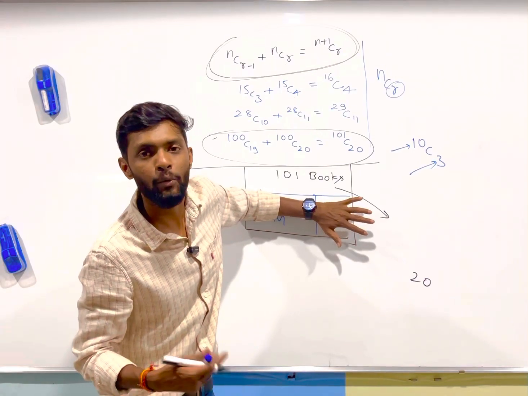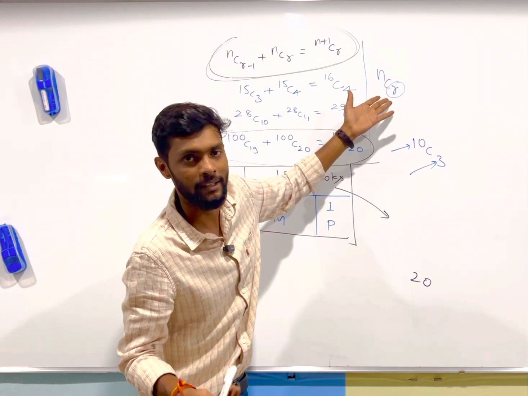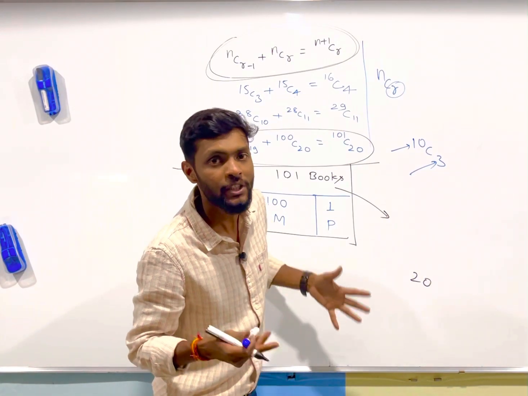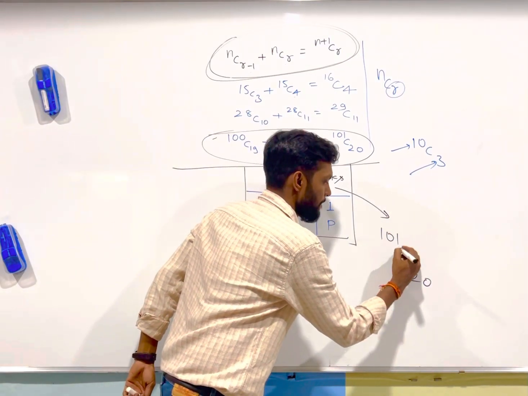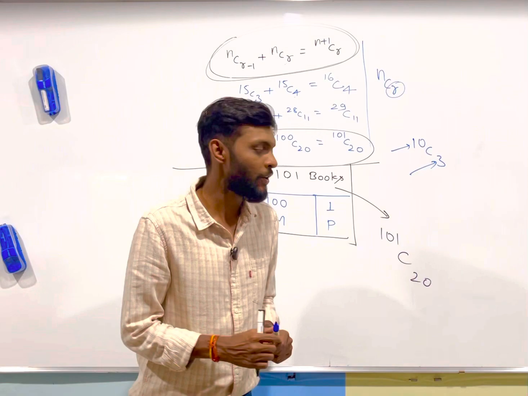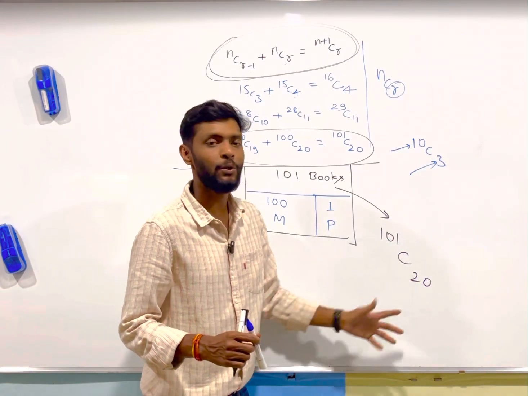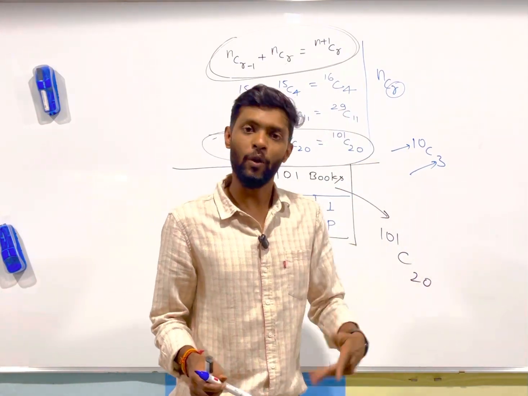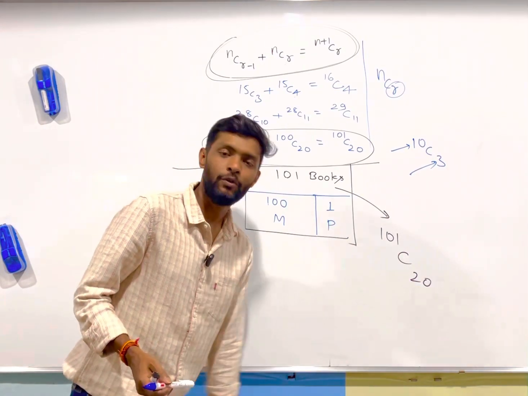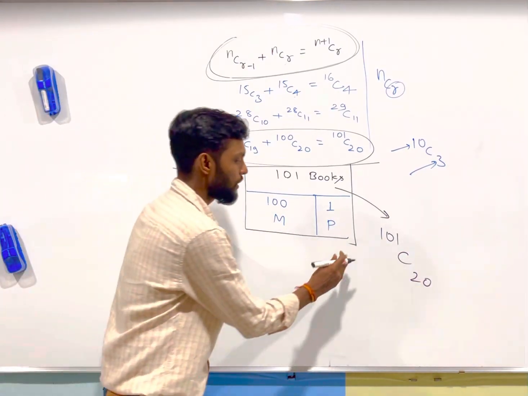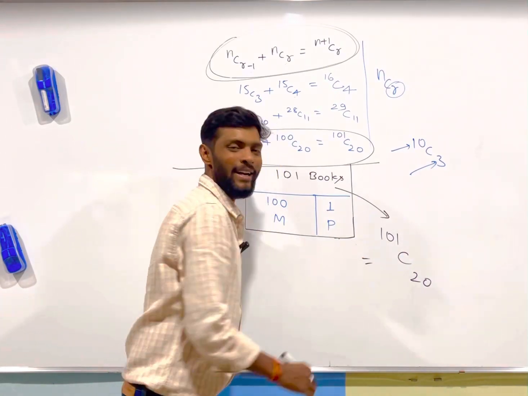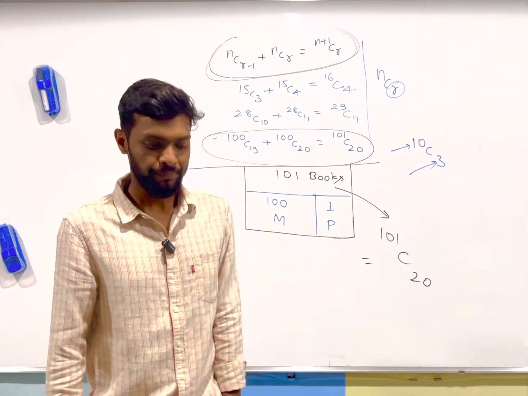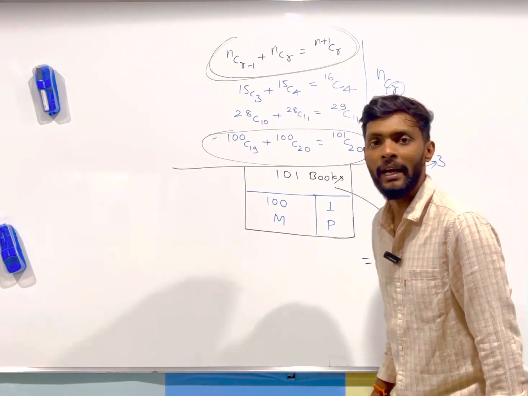In how many ways can you do this task? The selection of 20 books out of 101 books will be 101C20. It is very simple: the number of selections of r books out of n books is nCr. So the number of selections of 20 books out of 101 books will be 101C20. You had a simple task, you completed it, and you have written the total number of ways. Now look at this problem from a different angle.